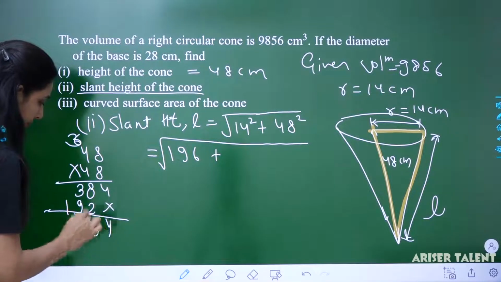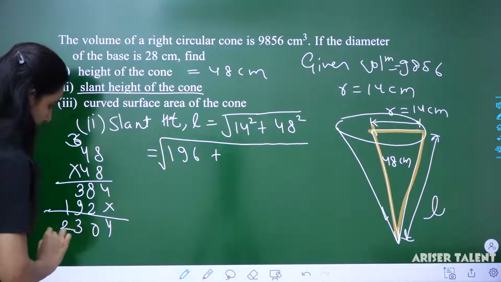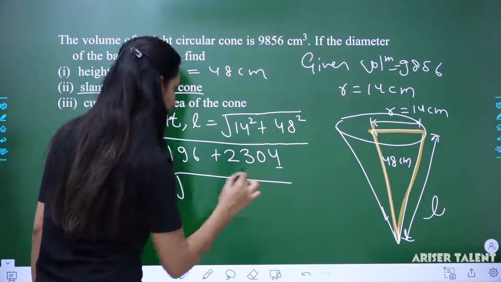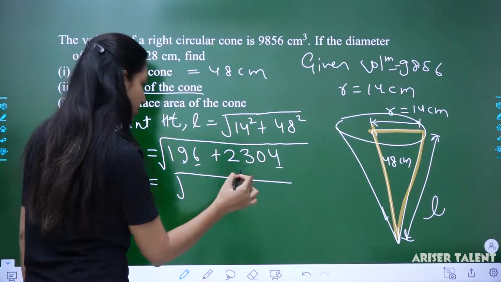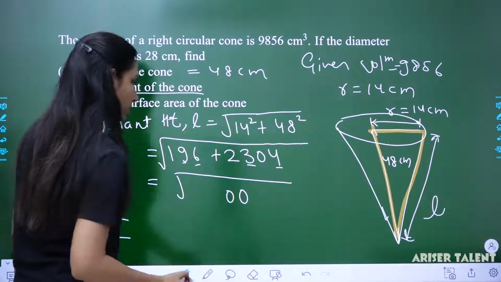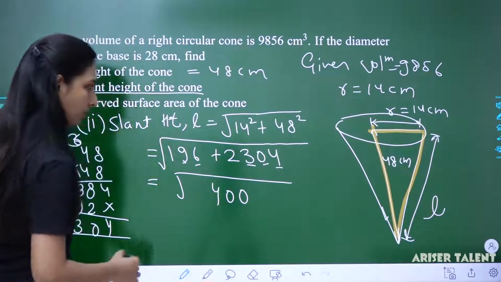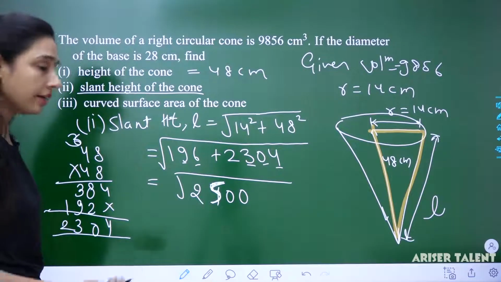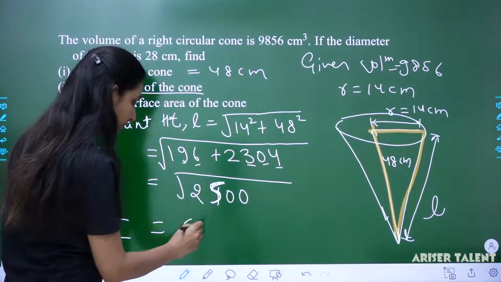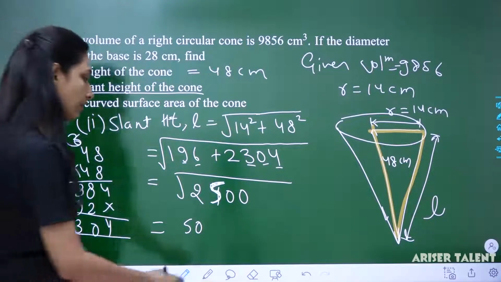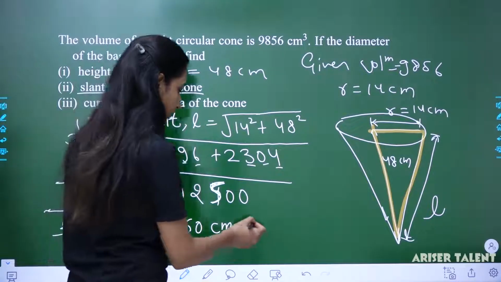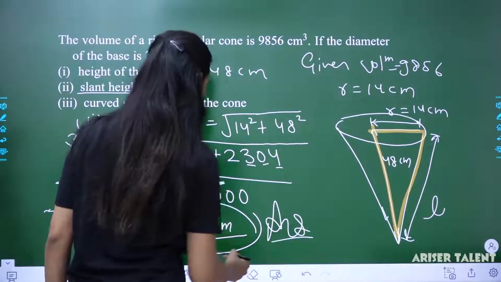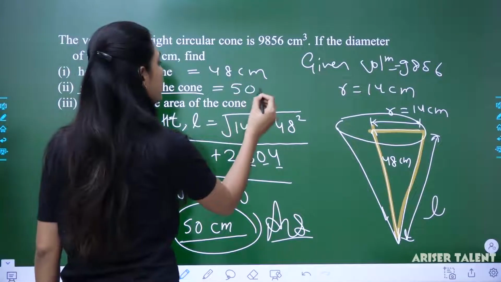That will be 2304. Okay, here it will be 0, 1. So again 0, 1. 4 and 1, 5. Okay, 5 and here 2. That will be 2500. 2500, that means 5 and 0. 50 of what? 50 of centimeters. This is what? Slant height. So 50 centimeter is the slant height. Slant height will be 50 centimeters.